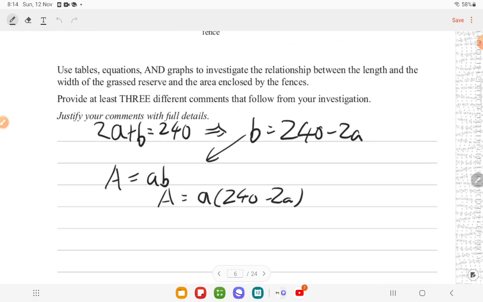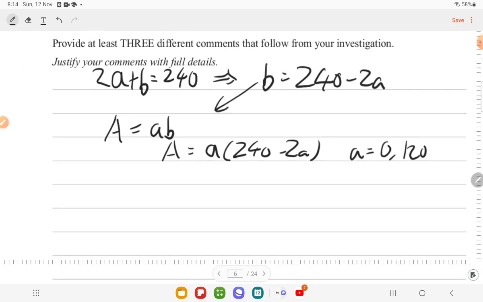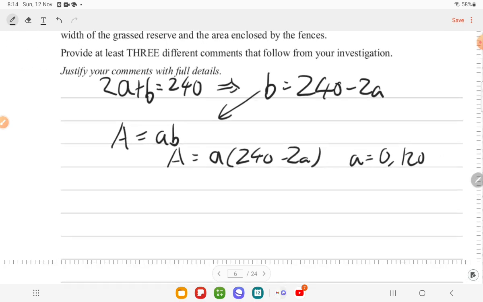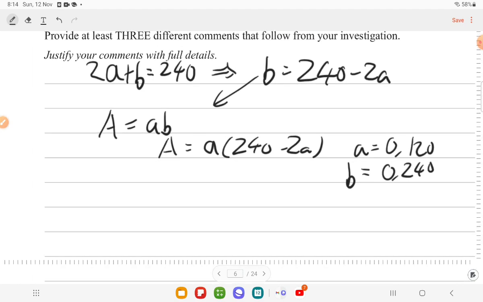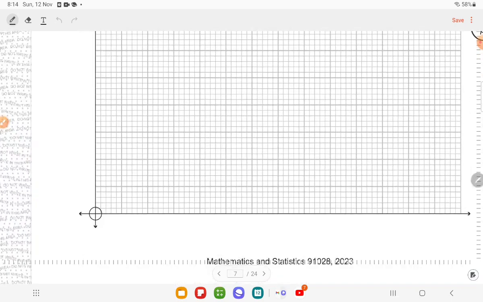So basically this means the solutions of A are 0 and 120. And we're also given that the solutions of B are 0 and 240. So the area is equal to 240A take away 2A squared. This is a quadratic. Let's graph this on a quadratic.